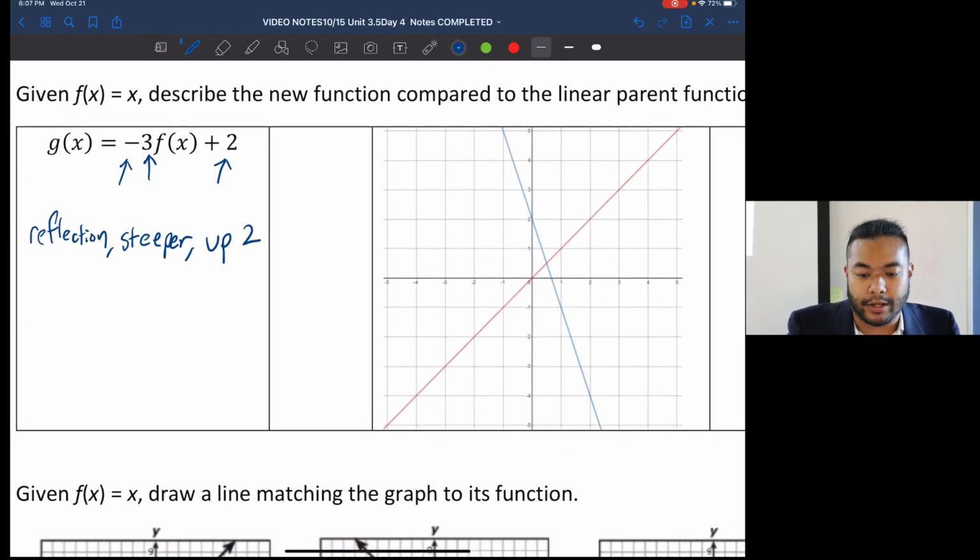So I look at my blue line. I definitely reflected, so now I have a negative slope. It moved up 2, so here. And now I have a slope of 3 over 1. So down 3, 1, 2, 3, and over 1. A much steeper slope.